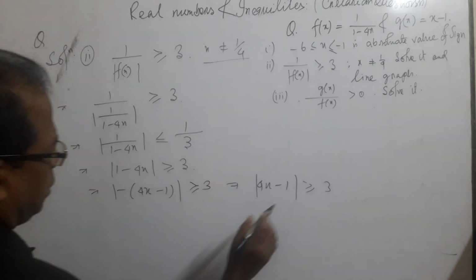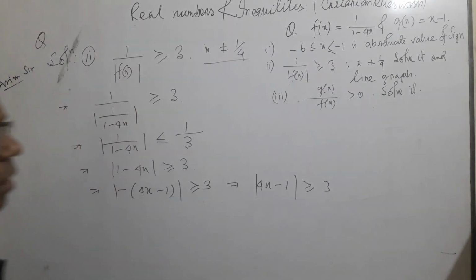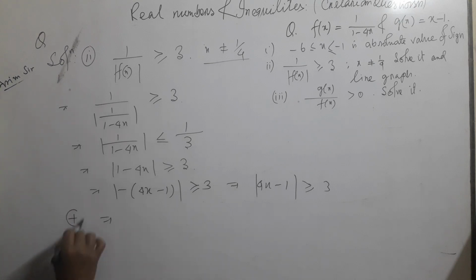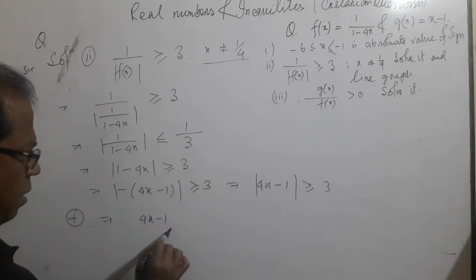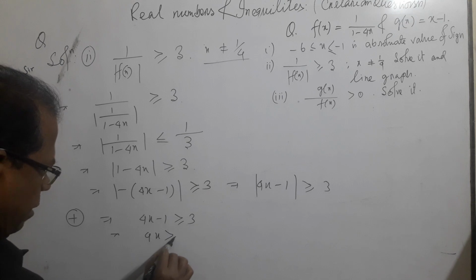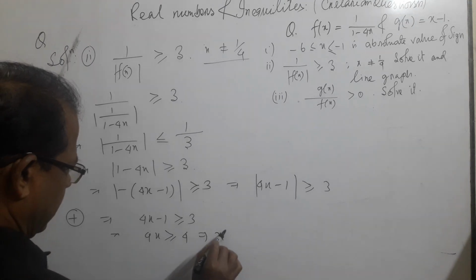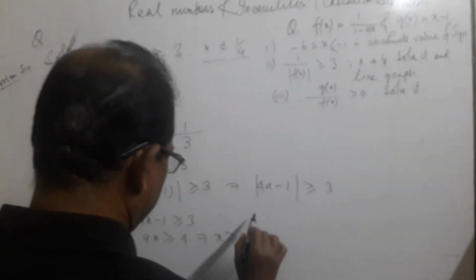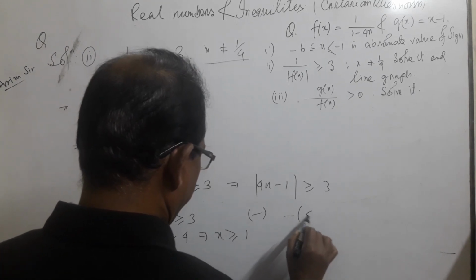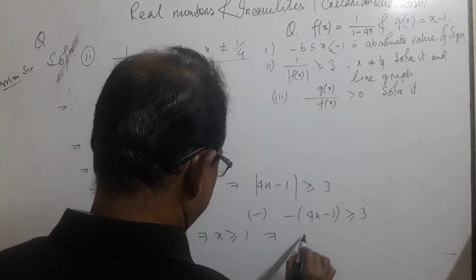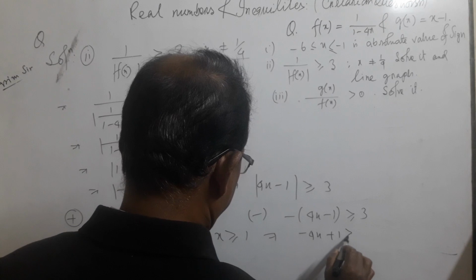We have to find out modulus of 4x minus 1 greater than or equal to 3. So that implies we have to take the sign in plus. So 4x minus 1 greater than or equal to 3. That implies 4x greater than or equal to 4. So that implies x greater than or equal to 1. And the negative sign: minus 4x minus 1 greater than or equal to 3. So that implies minus 4x plus 1 greater than or equal to 3.